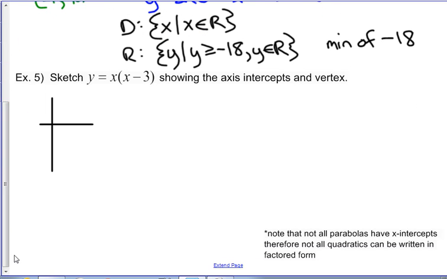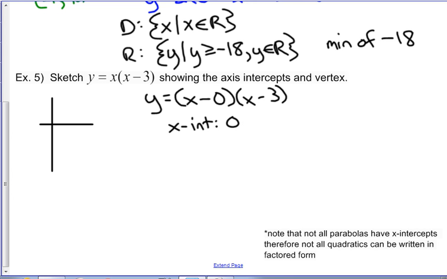Let's do another one in factored form. We've got x by x minus 3. Sometimes people get confused by these, but that just means x minus 0 by x minus 3. So our x-intercepts are at 0 and 3. This opens upward. My scale's not great here, so I'm just going to fix that up.